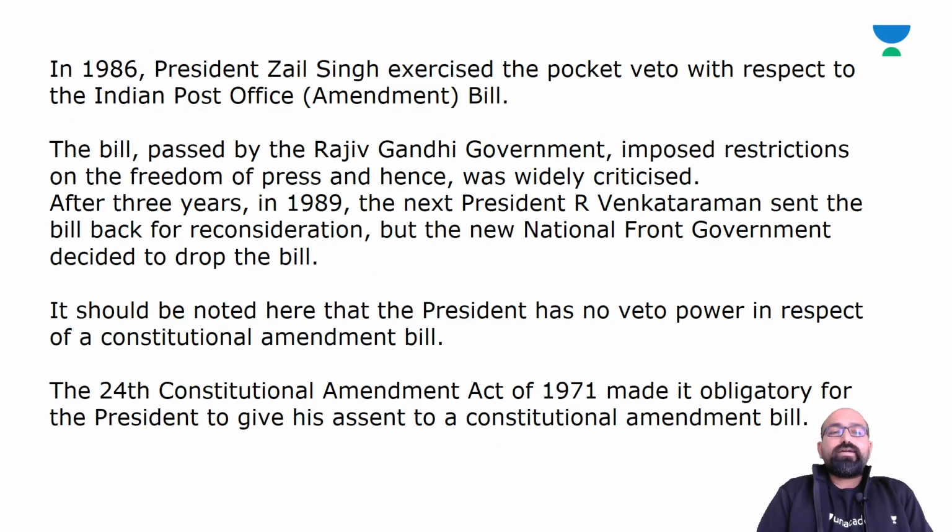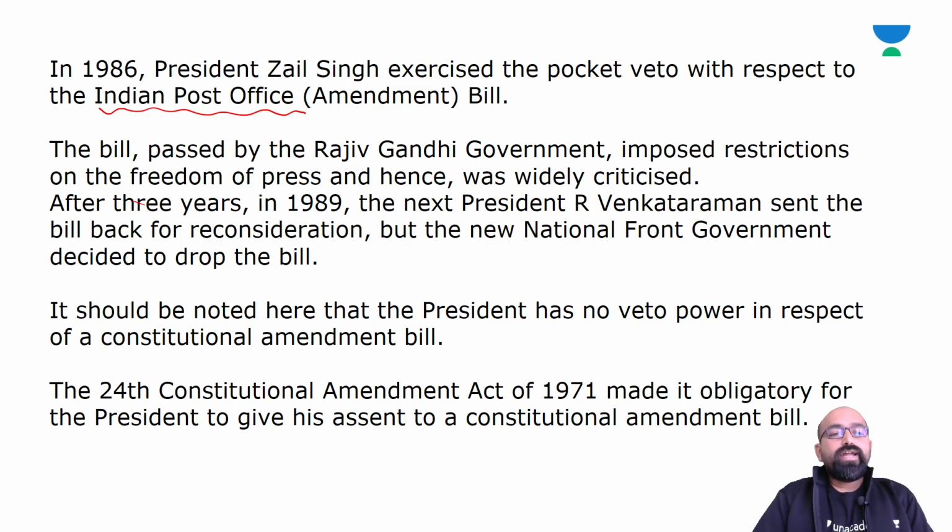Now, we'll see an example. In 1986, President Zail Singh exercised the pocket veto with respect to the Indian Post Office Bill. The bill passed by the Rajiv Gandhi government imposed restrictions on the freedom of press and hence was widely criticized. Now, after 3 years, in 1989, the next president, R. Venkataraman, sent the bill back for reconsideration, but the new National Front government decided to drop the bill.